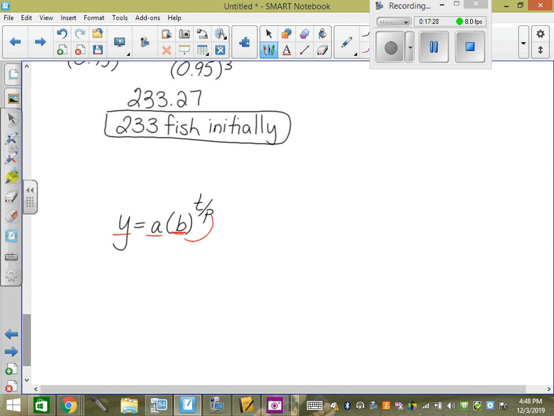P is the period of how long it takes to get here. So if it says it halves every 2 minutes, then P would be 2. Or if the bacteria doubles every 30 seconds, then P would be 30, because that's how long it takes to double. And at the end of 30 seconds, my bacteria would be doubling. T is the time to reach final.